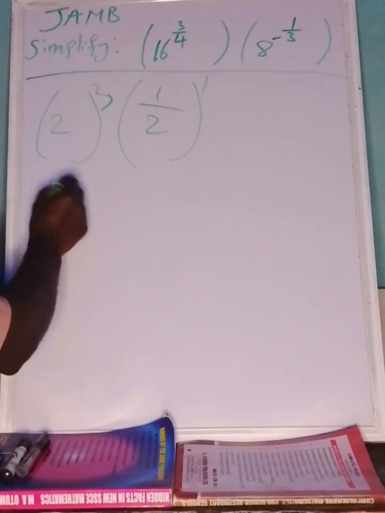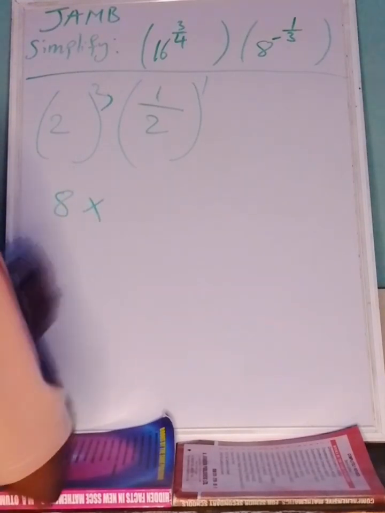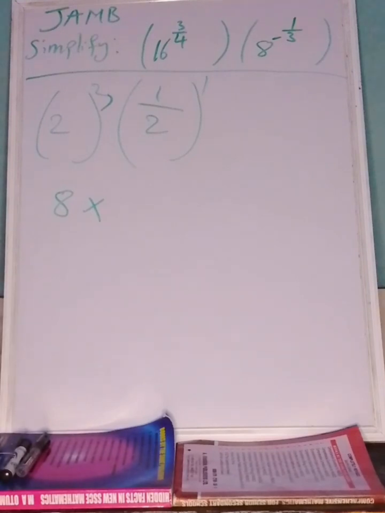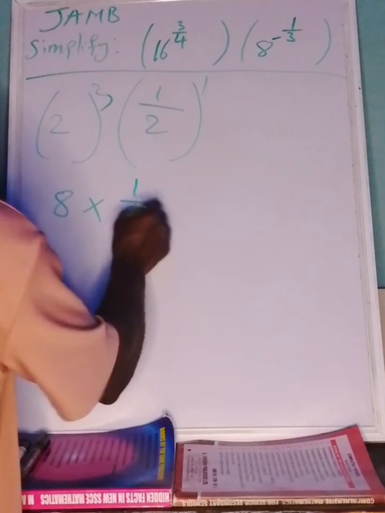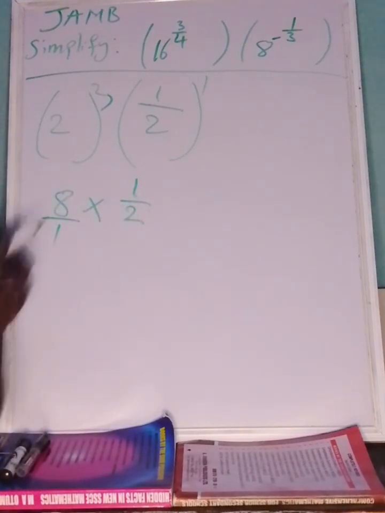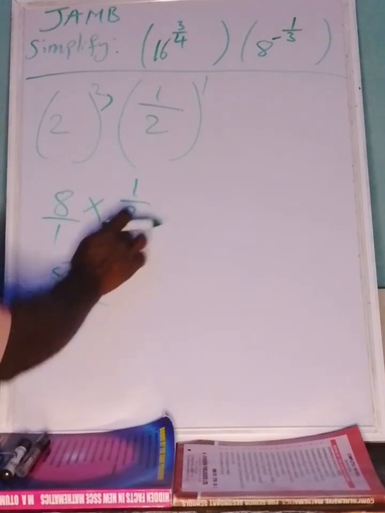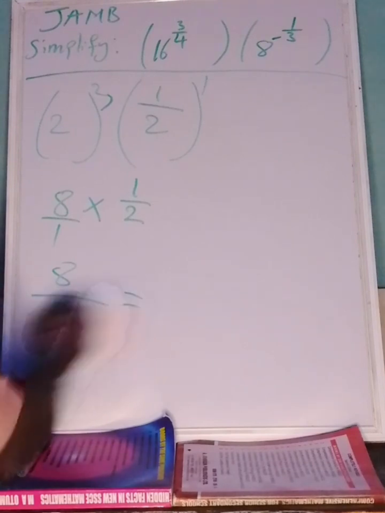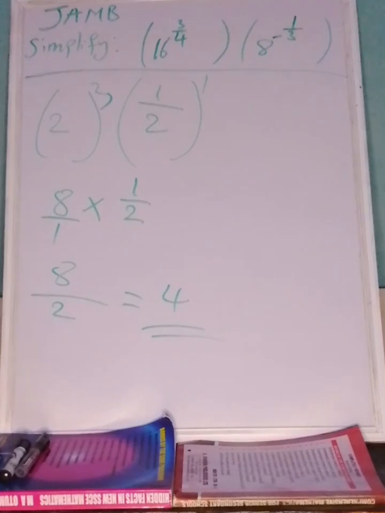So from this bracket, we have our 8 multiplied by, since anything raised to power 1 is the same as that thing, 1 divided by 2. 8 multiplied by 1 will give us 8, and 1 multiplied by 2 will give us 2. When you divide 8 by 2, we have 4. So 4 is our final answer.